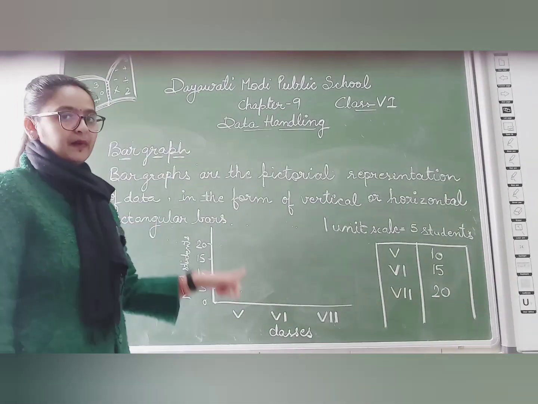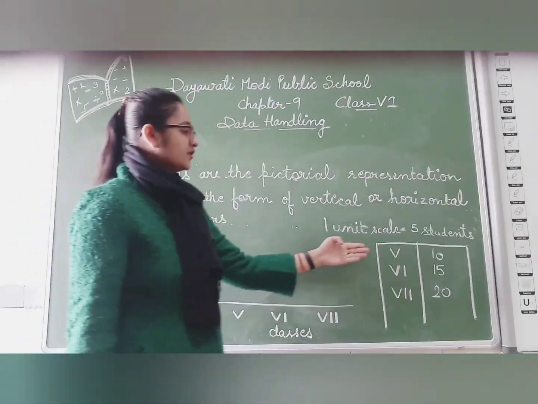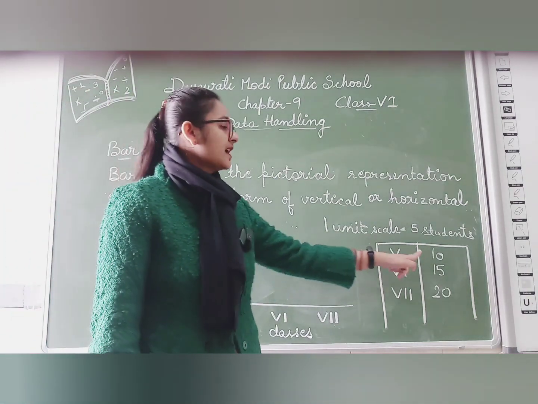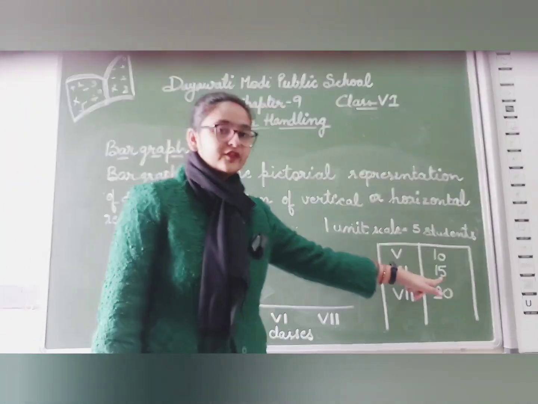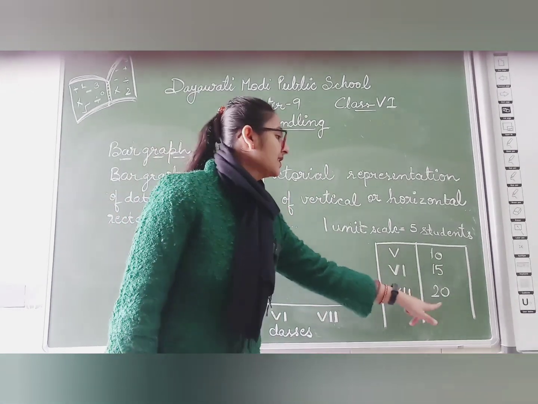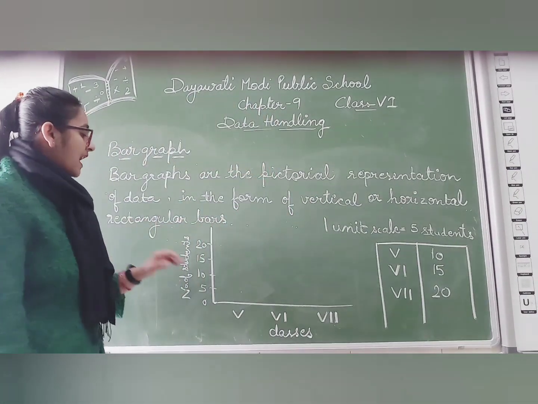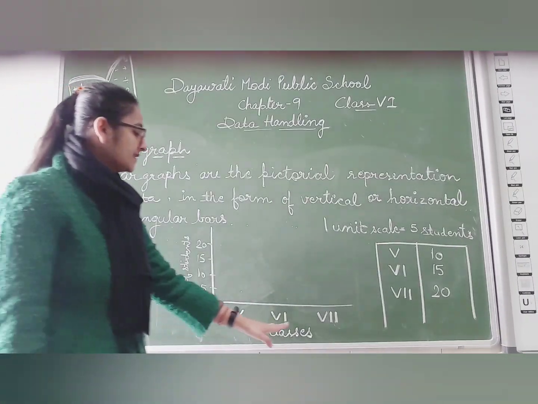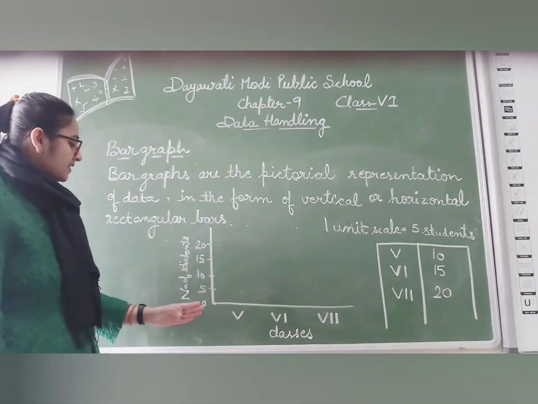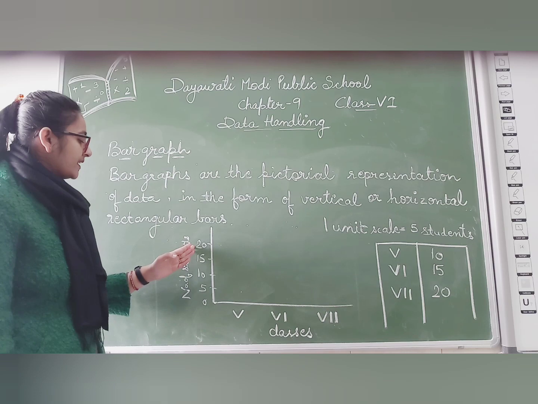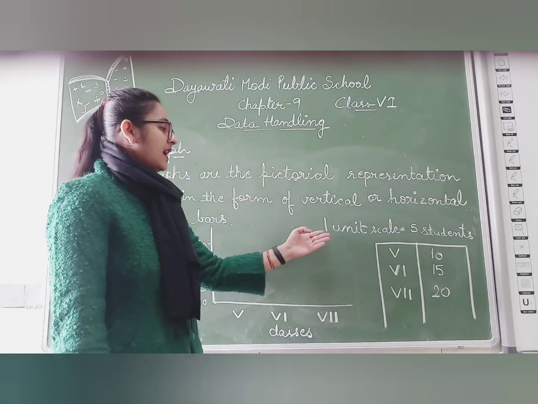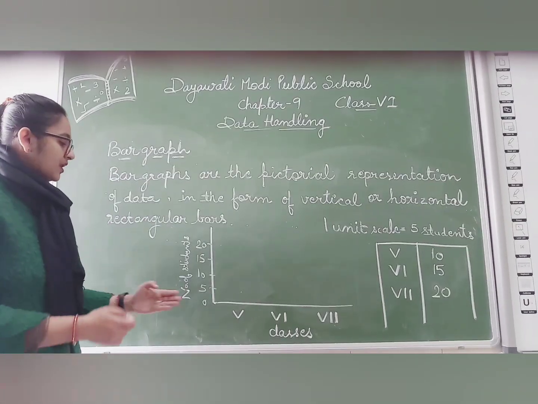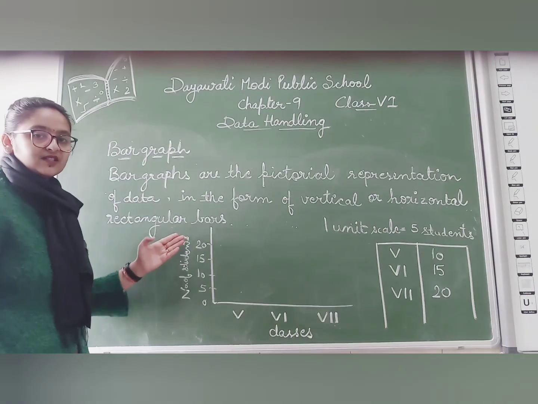We have to draw a bar graph for classes 5th, 6th and 7th, and our data is that in class 5th there are 10 students, in class 6th there are 15 students and in class 7th there are 20 students. So we have to draw this graph. Now we are taking 5th, 6th and 7th as classes. And 0 to 5, 10, 15, 20 is said to be a unit scale, and one unit of scale equals 5 students. It means we have a gap of 5 students in each scale.